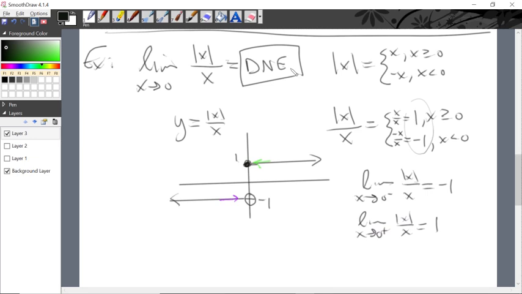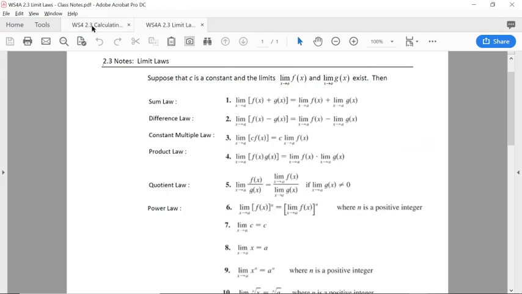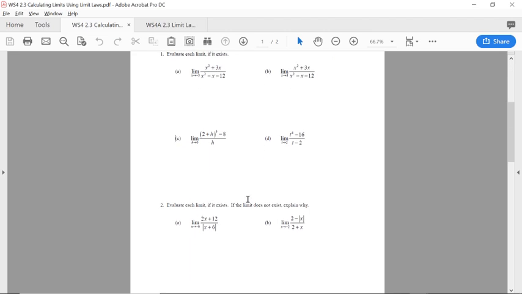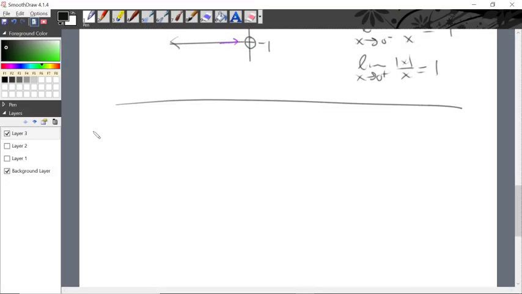We'll take a look at one of the exercises from the worksheet with the absolute value in it. We'll take a look at this one right here. Limit as x approaches negative 2 of 2 minus the absolute value of x over 2 plus x.